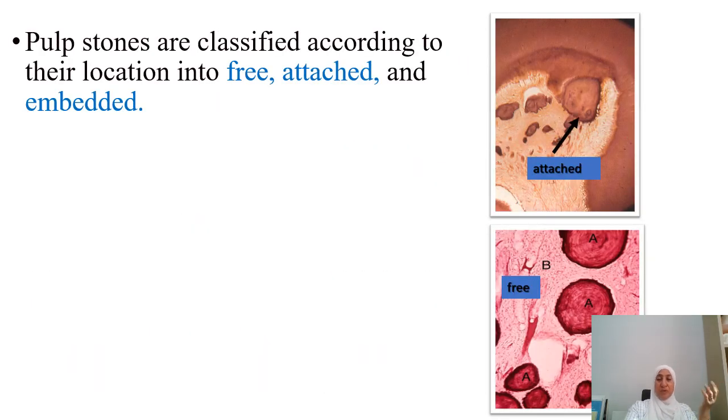The pulp stones, true or false, could be classified into free stone, attached stone or embedded stone according to their location. If we see here in this image, some stones exist in the pulpal tissue, thus these stones exist free, while if a stone is attached to the dentin surface, this is called attached, or it could be embedded into the dentinal tubules or the dentin.